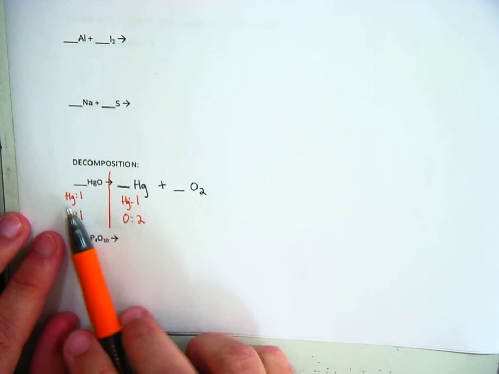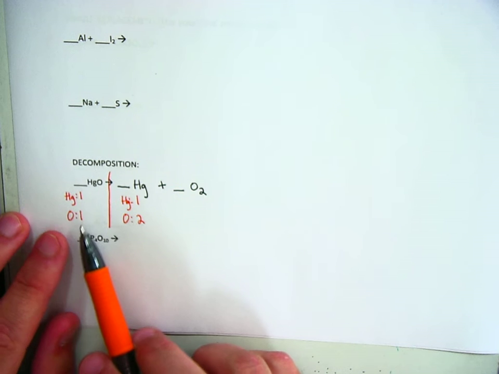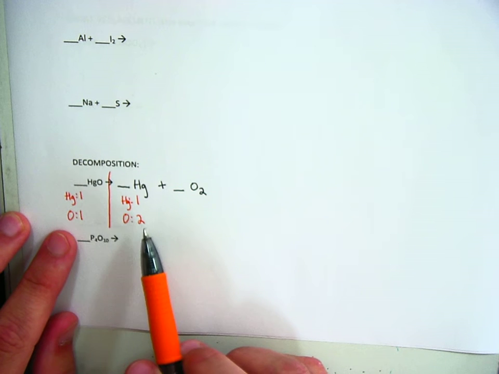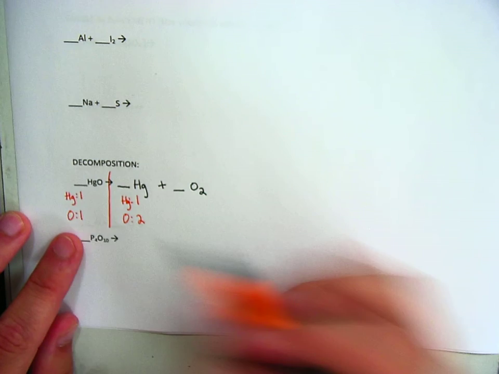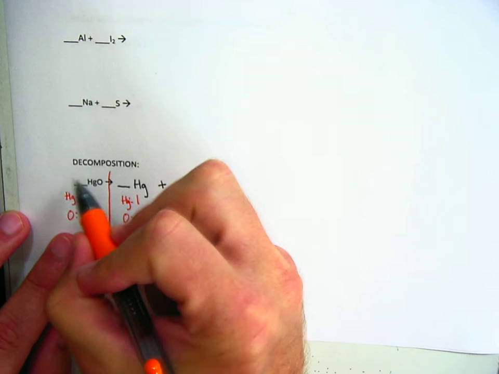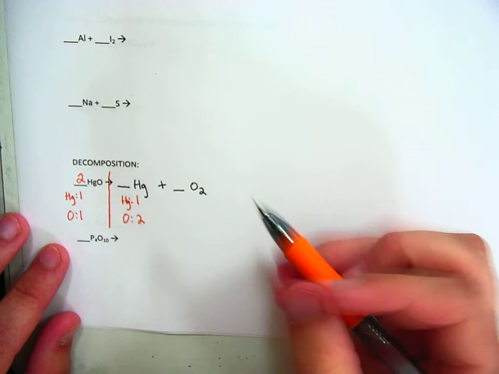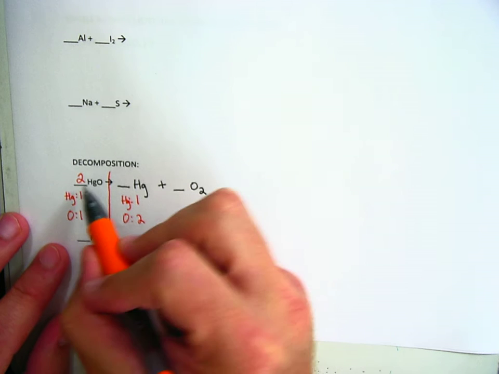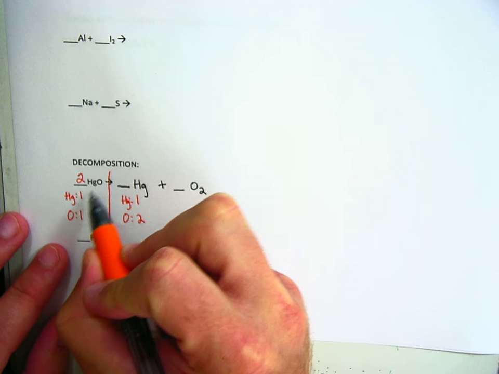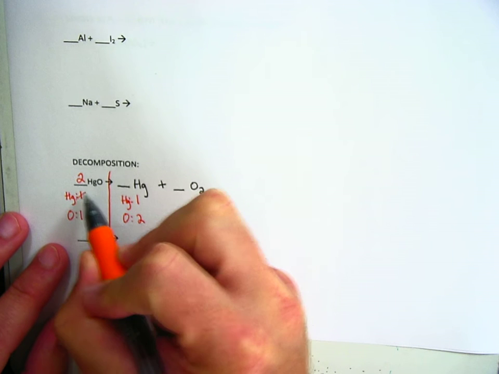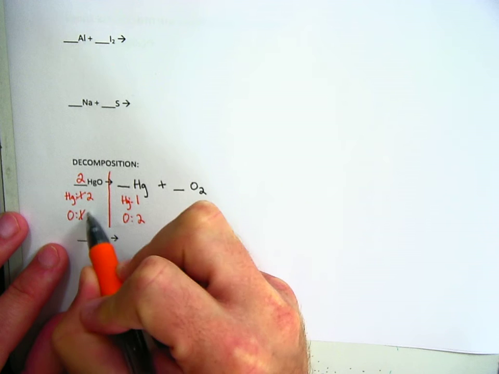So we're even on our mercuries, 1 and 1, but our oxygens have 1 on the left and 2 on the right. Since we can't take away here, we have to add. So we have to add a 2 in this spot for the coefficient. If we put a 2 there, that 2 gets distributed to everything. So 2 times 1 mercury gives you 2. 2 times 1 oxygen gives you 2.